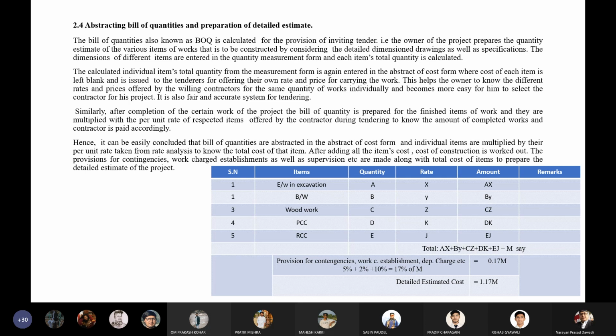This will be the total estimated cost, the total detailed estimated cost. So to find the total estimated cost, the bill of quantity is required. Bill of quantity is required to know the cost of construction. Bill of quantity is required for inviting the tender to know the rate offered by the contractor. Bill of quantity is required to pay the contractor. Bill of quantity is required to estimate the total detailed estimated cost of the project.